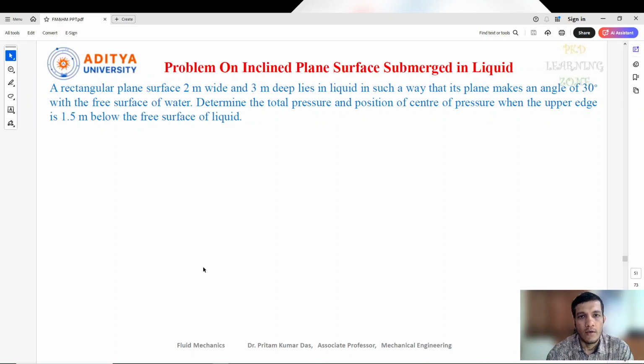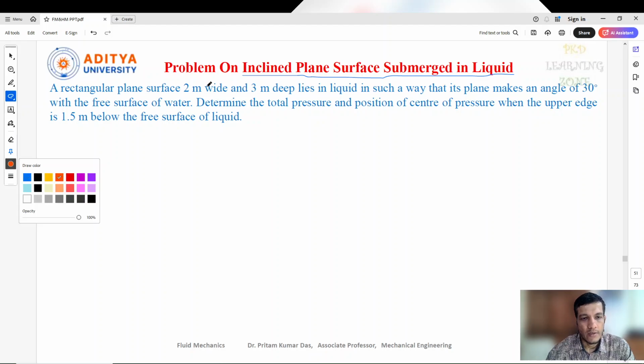Hi everyone, welcome to this new lecture of fluid mechanics. In this lecture, we will solve some problems related to the inclined plane surface when it is submerged in the liquid. In the previous lecture, we have seen the theory part of this inclined plane surface when it is submerged in the liquid. Let's solve some problems related to this topic.